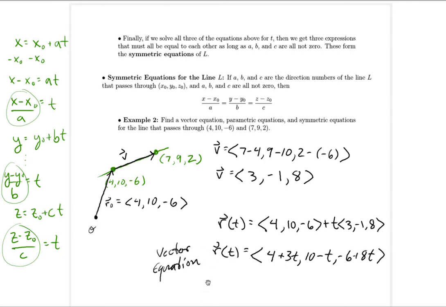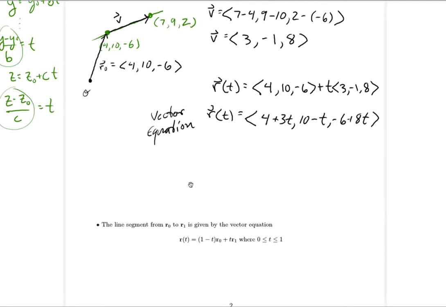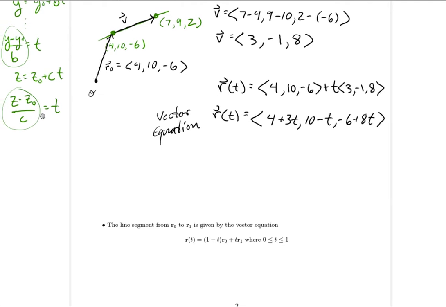All right, give myself a little more space here. And then, of course, the parametric equations are pretty straightforward because it's just taking these but writing them out as x equals, y equals, and z equals. So x equals 4 plus 3t, y equals 10 minus t, and z equals negative 6 plus, that's right, that's supposed to be a plus there, plus 8t. So there's our parametric equations.